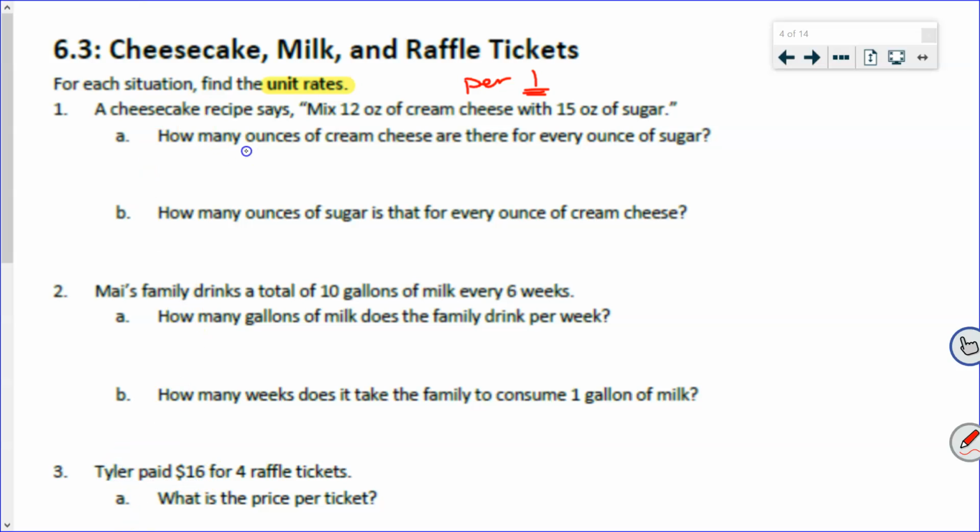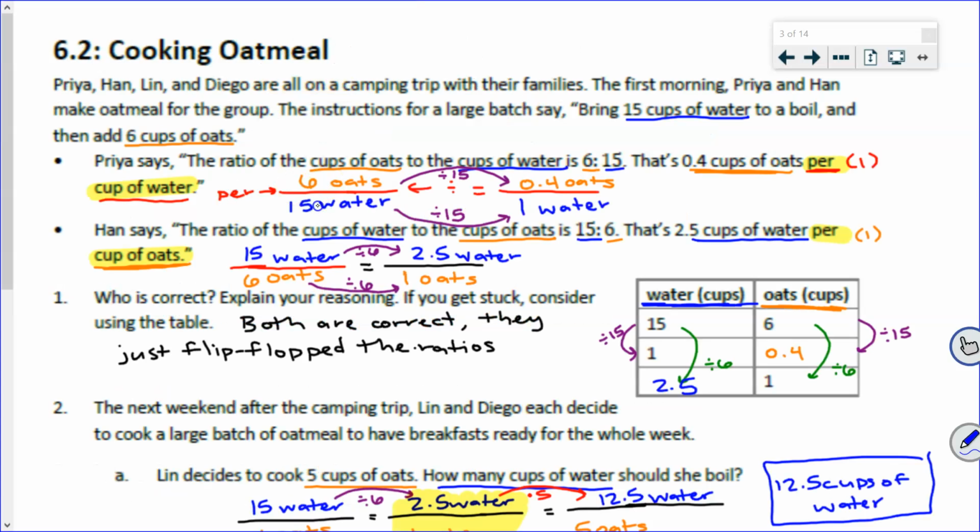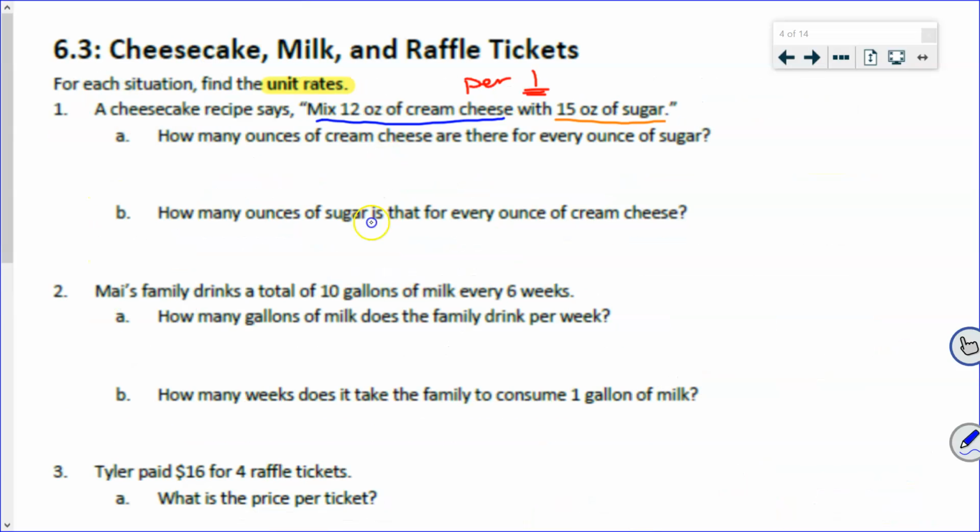So how many ounces of cream cheese are there for every ounce of sugar. Oops, I should read the problem first. A cheesecake recipe says mix 12 ounces of cream cheese with 15 ounces of sugar. I'm going to color code again. So I'm going to go ahead and do the cream cheese in blue, and I'll do the sugar in orange again. And when I read this problem, and I think about what we did here, where we ended up with two ratios that were just flip-flopped, right? I had the orange over the blue, and then I flipped it to be the blue over the orange. We're essentially going to be doing that here.